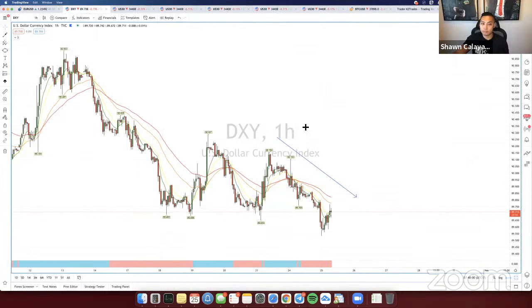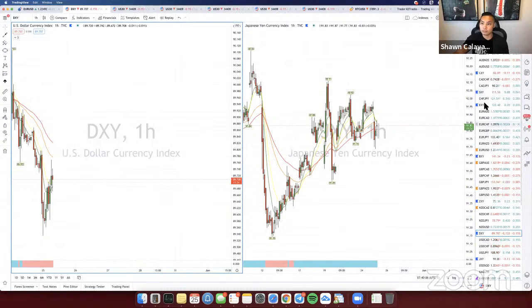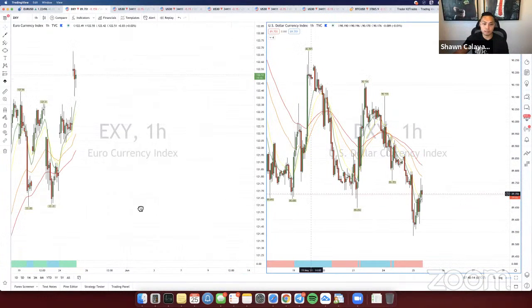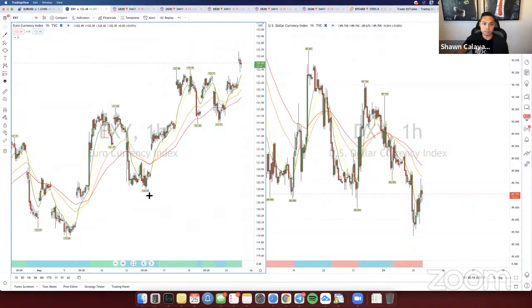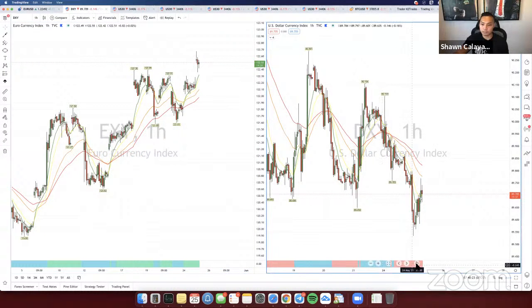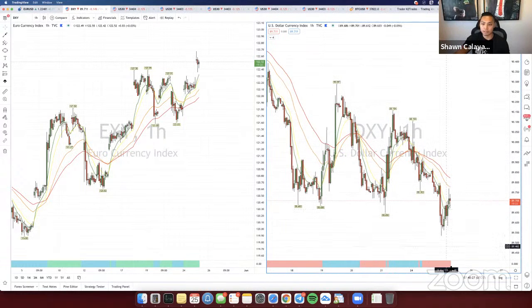We can look at the indexes over here to see how they're actually moving. So we can pull up the EXY over here, which is the Euro index. And then we can pull up the DXY over here, which is the dollar index, right? So we just put them side by side. And looking at these indexes right here, you can see that the EXY is bullish. Reason why it's bullish is that price is above the pivots. The trend meter is green right here. For the DXY, this is the dollar index, it's bearish. Reason for that is because price is below the pivots and the trend meter is red right here, right?